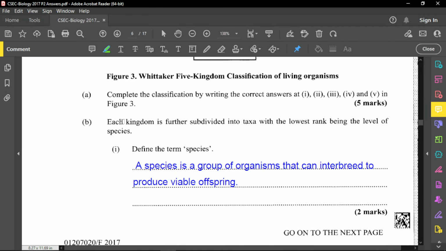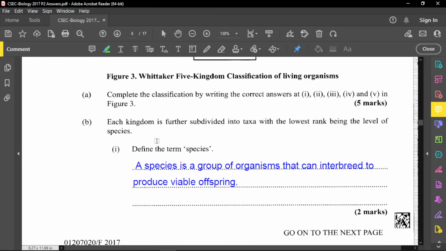That's 5 marks. So part B now is that each kingdom is further subdivided into taxa, with the lowest rank being the level of the species, define species. And now what is key to define species is that species is a group of organisms that can interbreed to produce viable offspring. And so if they're not the same species, like for example, donkey and horse, if you put them together, you get a mule, but a mule cannot reproduce because it didn't come from the same species, so the offspring is not viable to reproduce and to carry on the species.